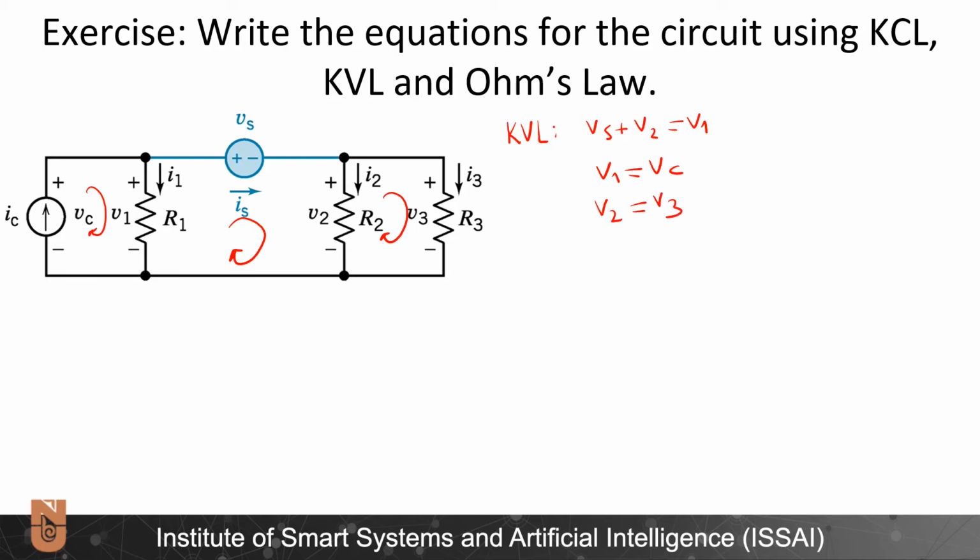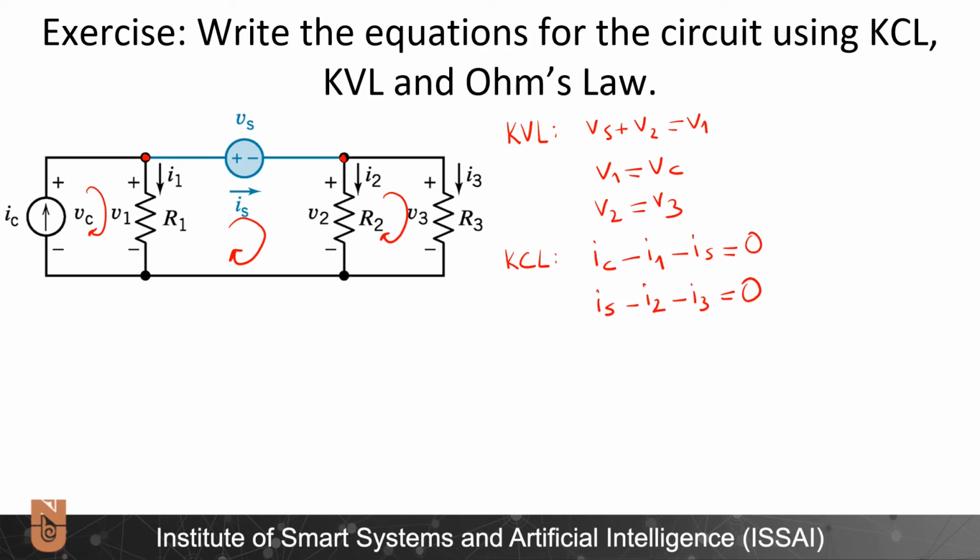Let us now try to write the KCL equations. Firstly, for this node, we have IC entering, I1 exiting, so therefore with minus sign, and IS exiting that node. So our equation is IC minus I1 minus IS is equal to 0. Similarly, I have one more node here. IS is entering, so I write the positive sign. I2 is exiting and I3 is exiting, so this is another equation for the circuit.